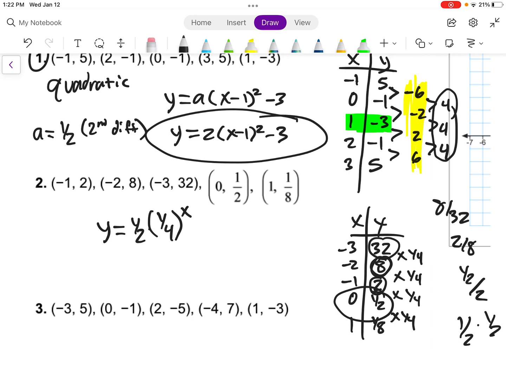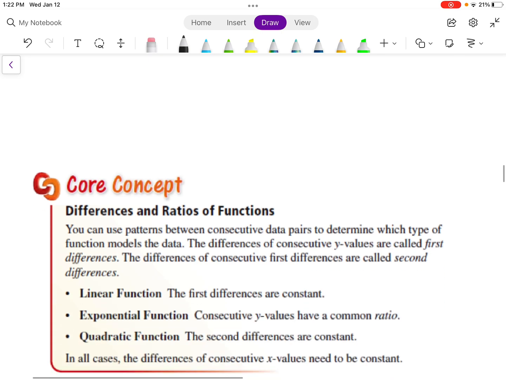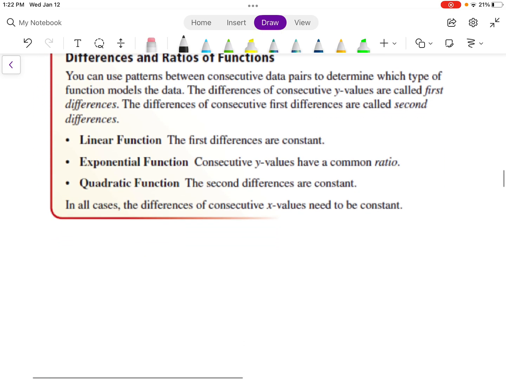I'm going to skip past that next one, but let's add this to your notes. Go back up to where we wrote linear, quadratic, exponential, and we showed the graphs. Write this down. Next to linear, we know it's linear if the first differences are constant. We know it's exponential if they have that common ratio. You're timesing by the same number each time to get from one y value to the next one. And we know it's quadratic if the second differences are constant.